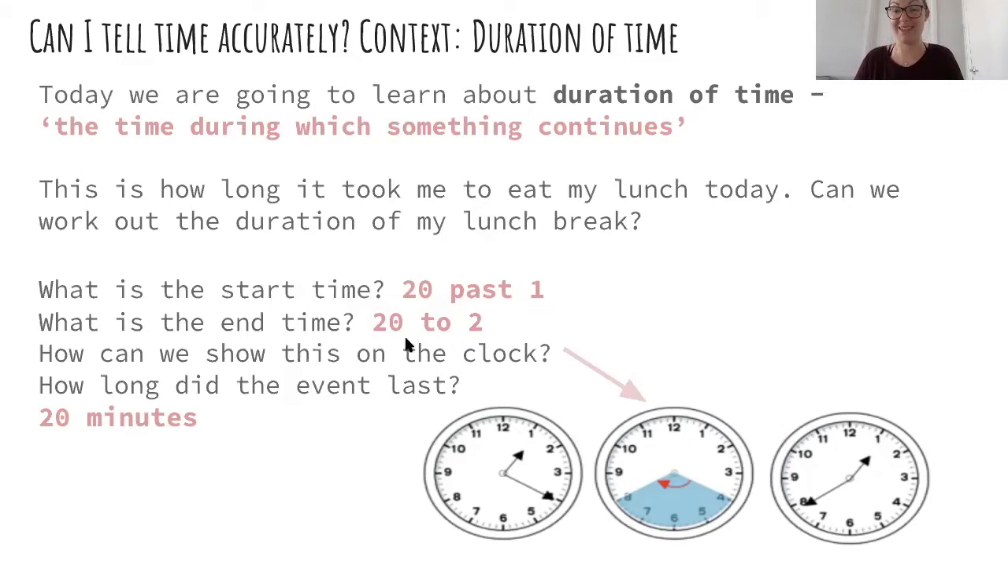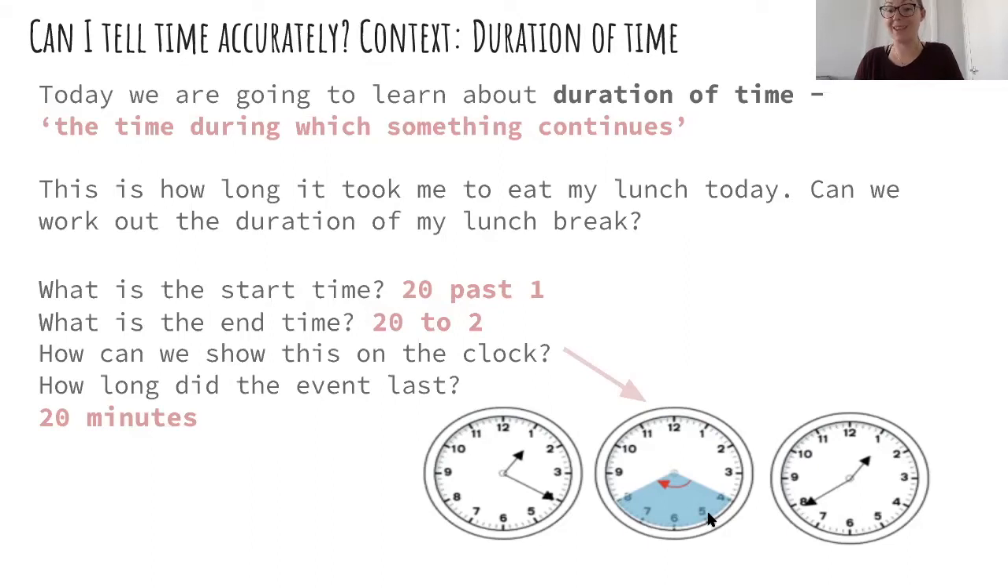What is the end time? I stopped eating my lunch at 20 to 2. I'd finished. So how can we show this on the clock? It looks like this. I've coloured in all of the time between the start and the end of my lunch. And how long did this event last? If I see clearly here, I can count in my 5 times table to help me work out how long my lunch break was. 5, 10, 15, 20.